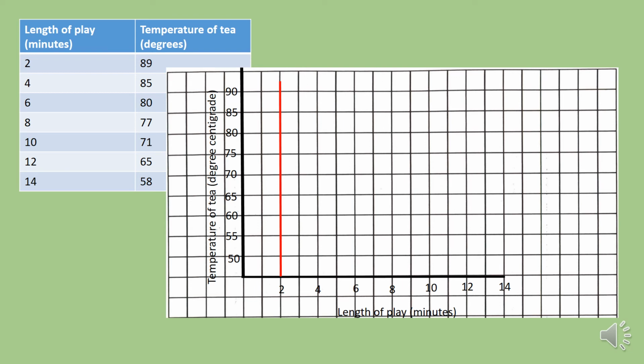So, my first bit of data that I want to put in goes on that line. This is why it's such a good idea to label the line, because I'm very clear about where my cross is going to go. So the length of play, after 2 minutes, the temperature of the tea was 89 degrees. Can you just have a look and think where that's going to go on that line? Did you get it there?